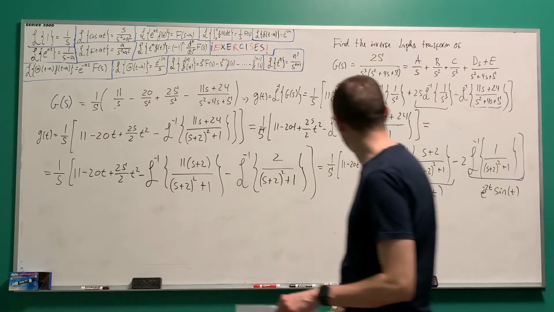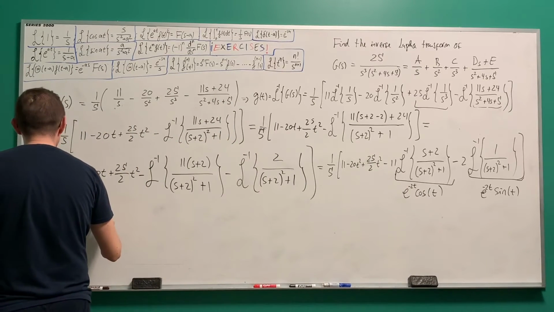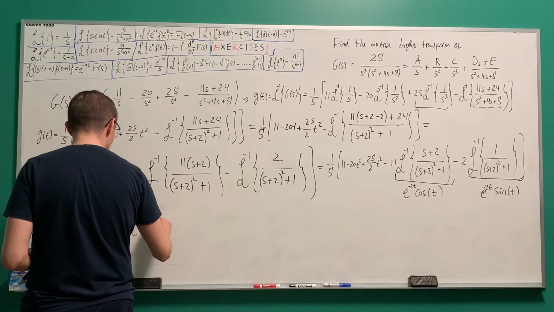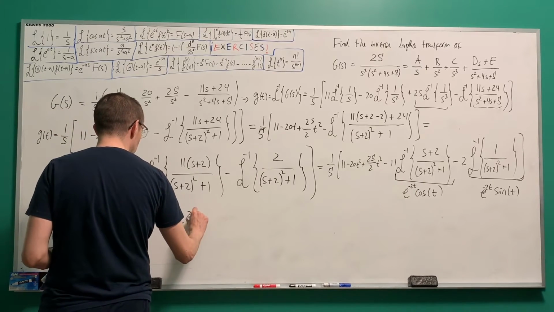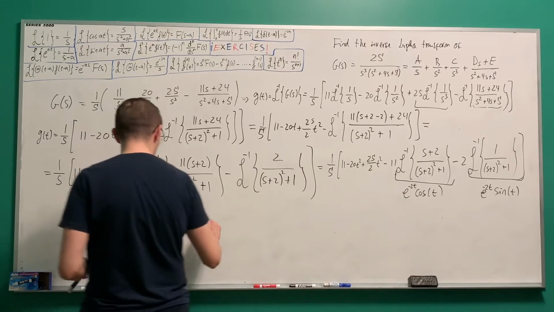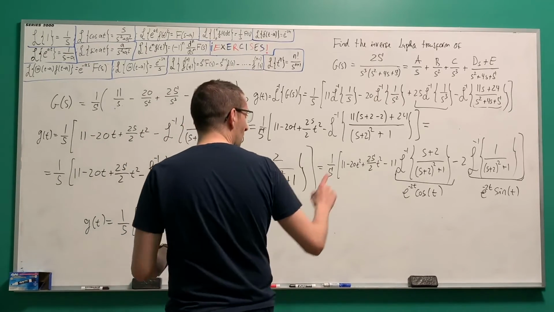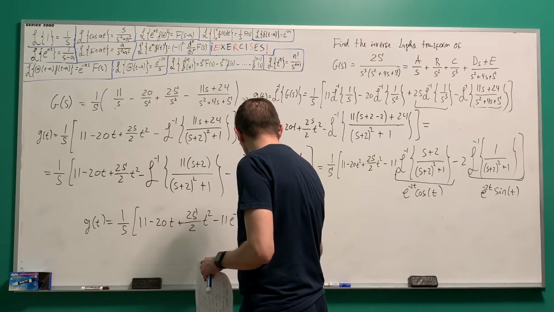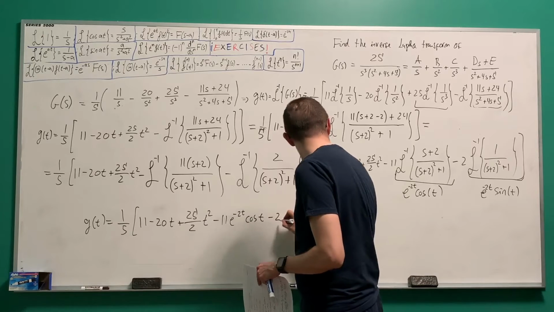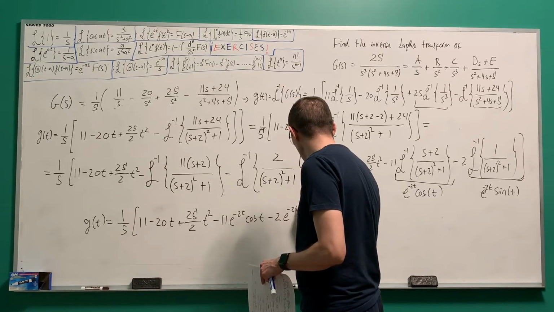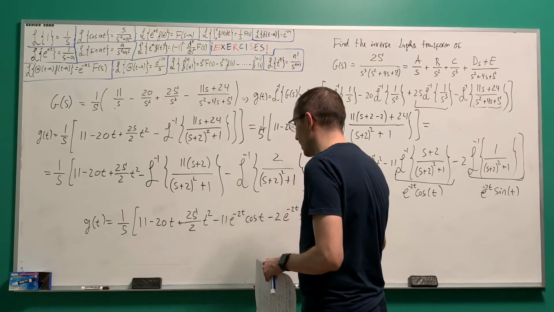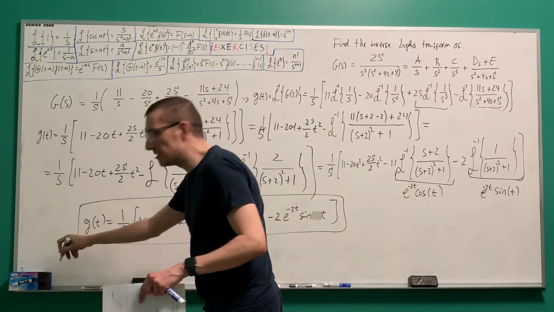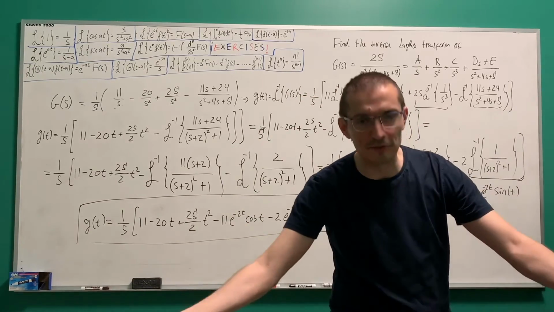Let's write a final result. The final result is that g of t is equal to 1 over 5 multiplying 11 minus 20t plus 25 divided by 2 t squared minus, and now 11 e to the minus 2t cosine of t minus 2 e to the minus 2t sine of t. And that, my friends, is the final result. Another exercise solved.